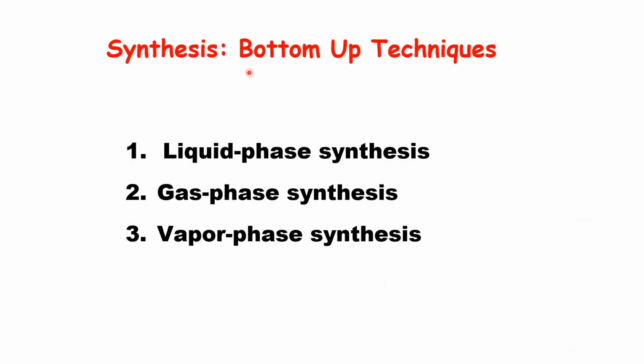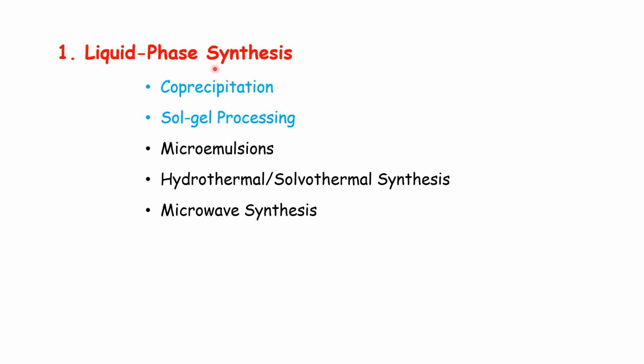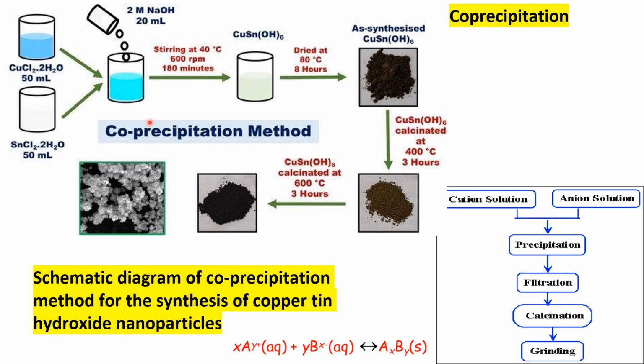Now we will see some bottom-up techniques, and there may be some liquid phase synthesis, gas phase synthesis, and vapor phase synthesis, and we will discuss some of the examples for these. And for the liquid phase synthesis, there are several methods like co-precipitation, sol gel, microemulsion, hydrothermal, and microwave synthesis also. But we will discuss just co-precipitation and sol gel processing here. These are easy methods to prepare the nano powders or nanoparticles.